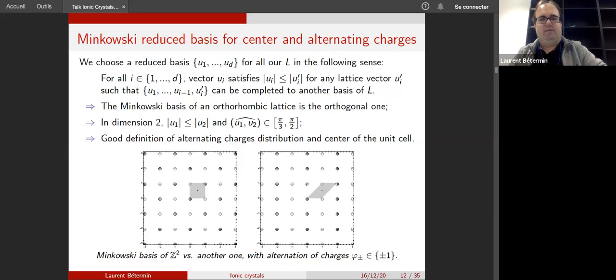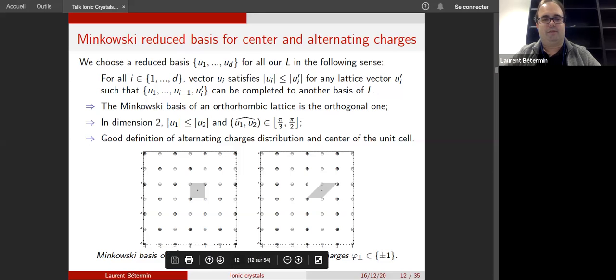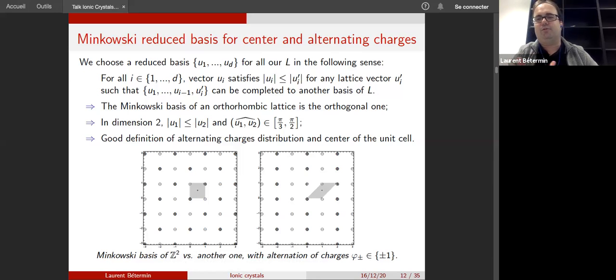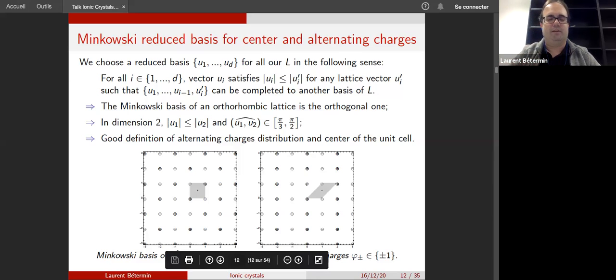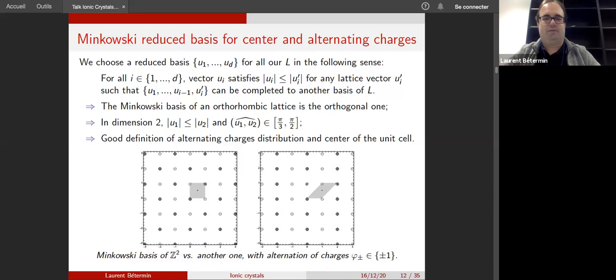And so that's a good definition for alternating charge distribution and for the center of your unit cell, right? So for example, here I have exactly the one we expect. So I take the square lattice and I take these two vectors. So the center of the cell is the one you can imagine. And the alternation of charge +1, -1, or plus minus plus minus is the one you can imagine when you choose, like, a 2D sodium chloride, right?